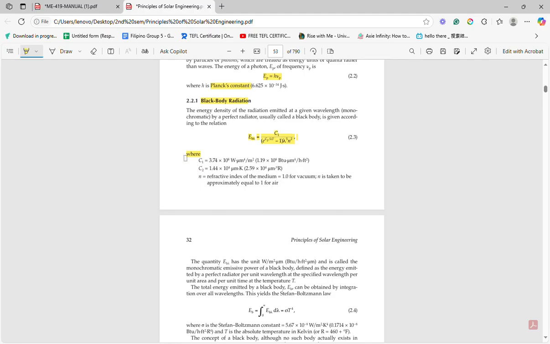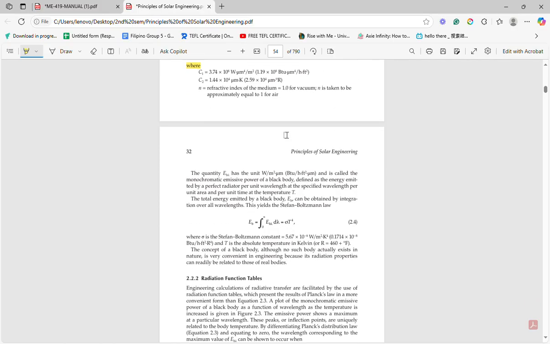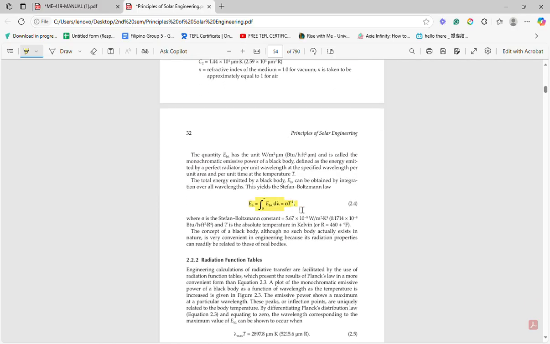If he still insists on having this one discussed, we will be having a separate discussion for this if we still have time, regarding the energy density. So again, we'll be having a separate discussion regarding this when there's still time, because he proposed to have this one discussed as well. So we'll be using this and this. This is just the total energy emitted by a black body.